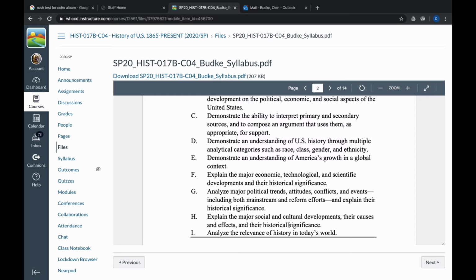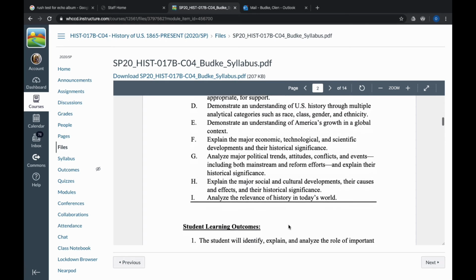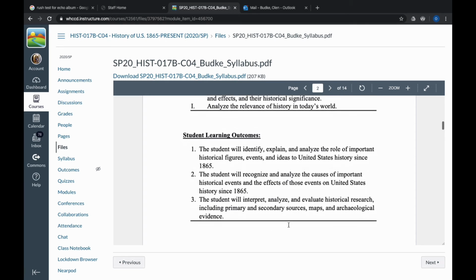And then lastly, analyze the relevance of history in today's world. And that's really what we're talking about when we look at historical significance, right? Forming those connections, understanding why they matter to us today. And that's an important part of studying history. All right, so that's what we will accomplish throughout the course.